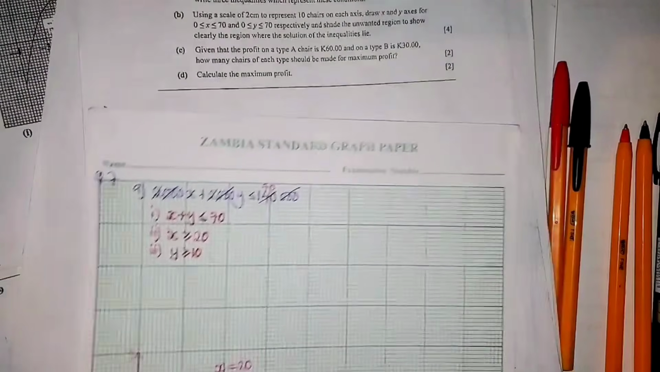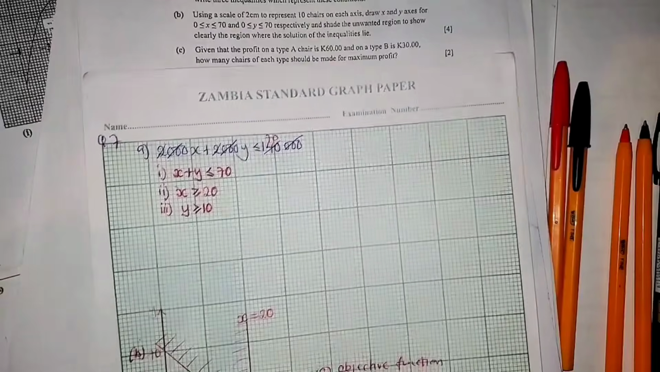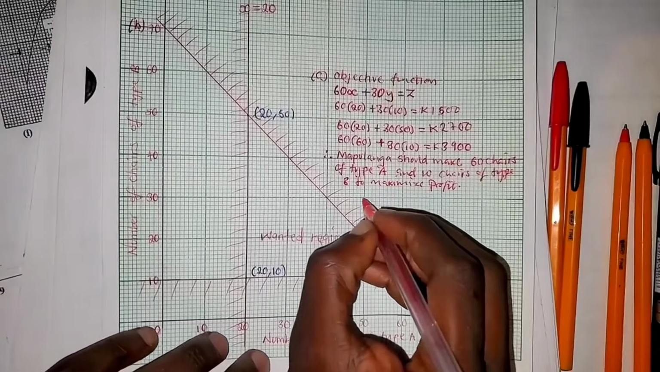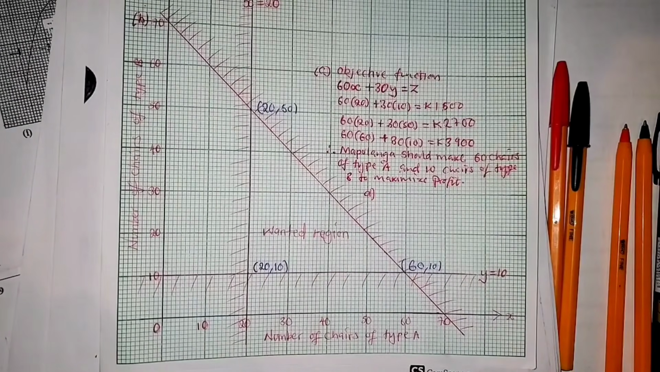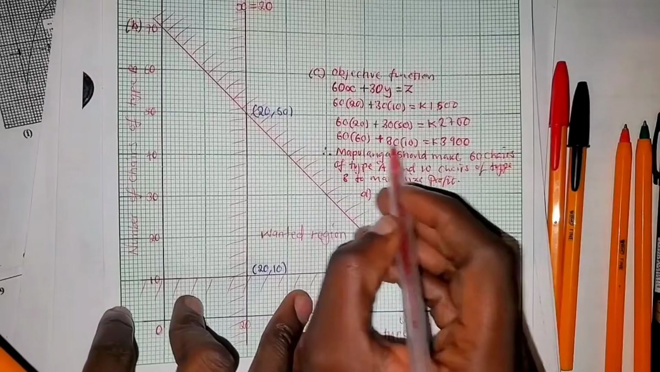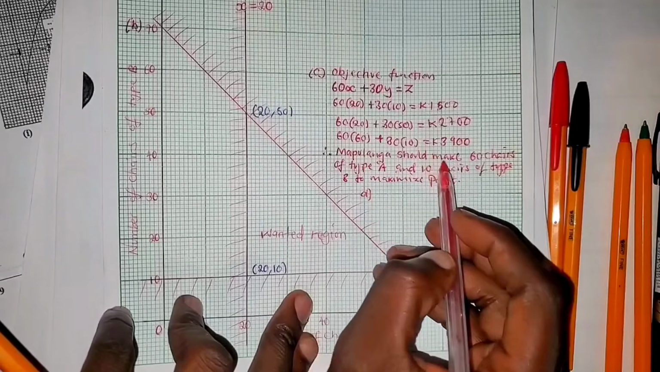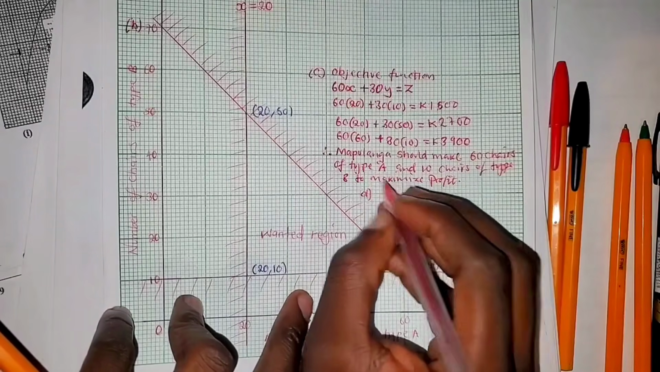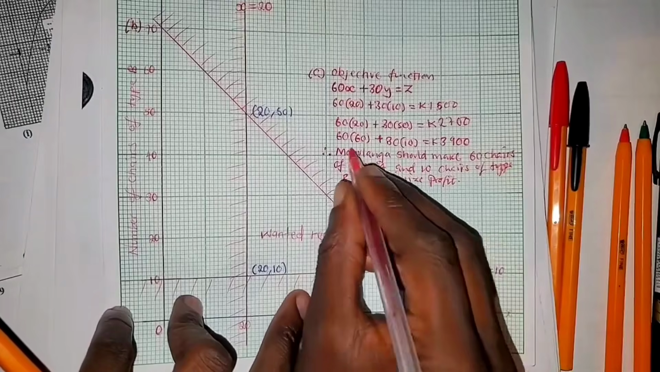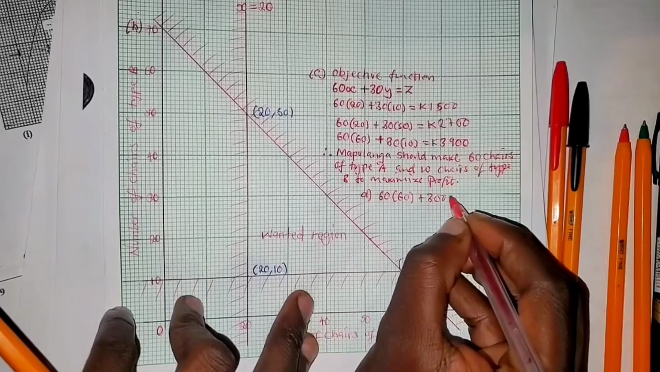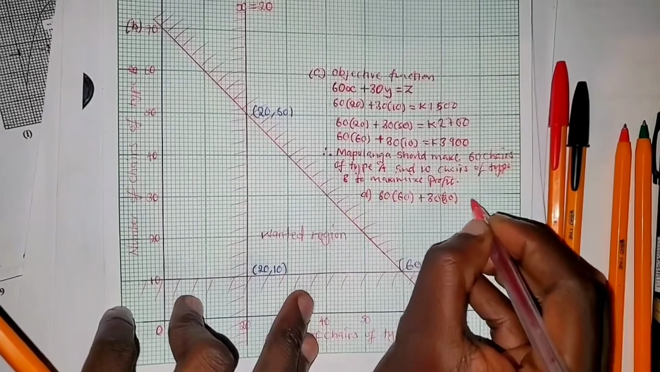Now, question D is saying calculate the maximum what? The maximum profit. You notice that we've already calculated the maximum profit here. So question D, let me just write it here. We've already calculated the maximum profit. How? So just to copy this, how? Because we've already tested everything here. So the one that is giving us the highest amount here is the maximum what? Maximum profit. So it's going to be 60, just to copy the way it is, 60 times 60 plus 30 times 10.